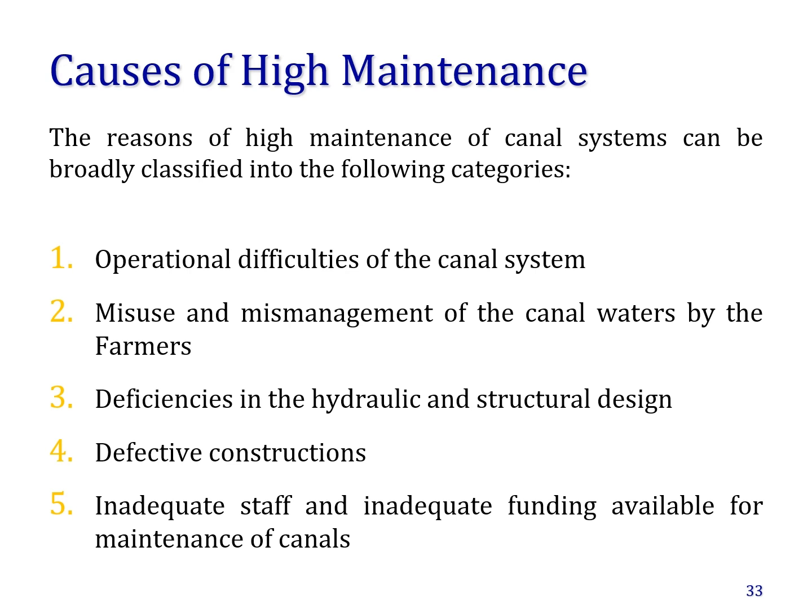Now we shall cover the causes of high maintenance. Why is our maintenance high? There are several reasons. For example, the first one is operational difficulties of the canal system, misuse and mismanagement of the canal water by farmers, deficiency in hydraulic and structural design, defective construction, inadequate staff, and inadequate funding available for maintenance of the canal. We'll go over all these points one by one.